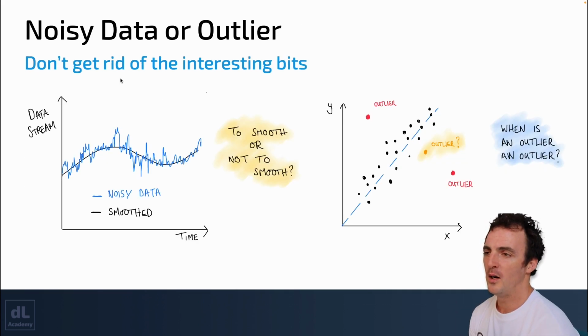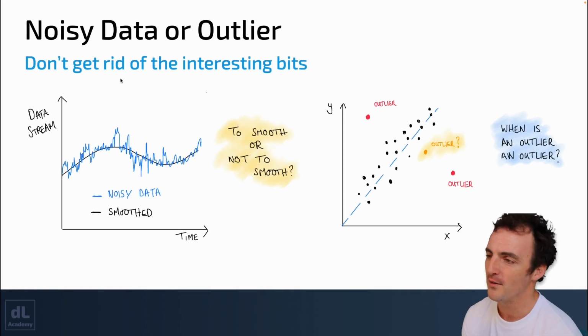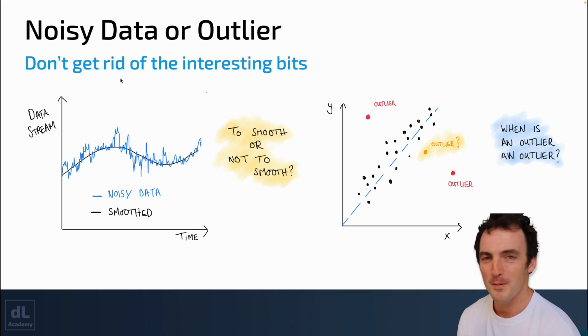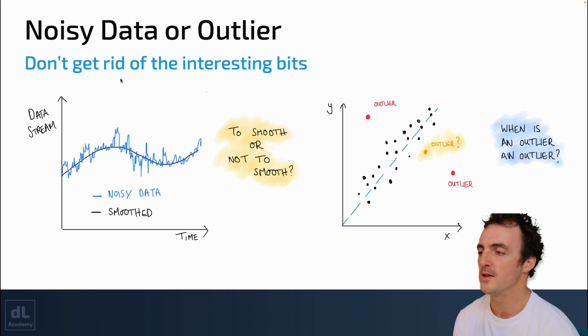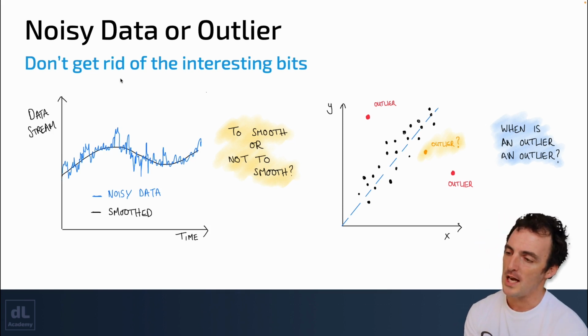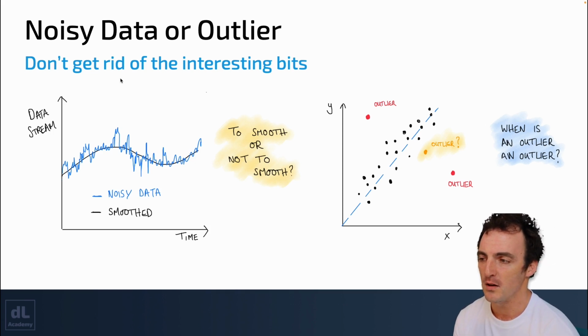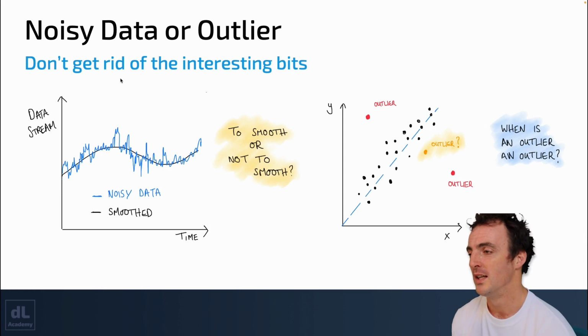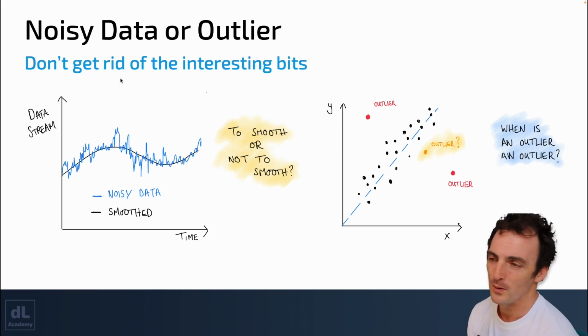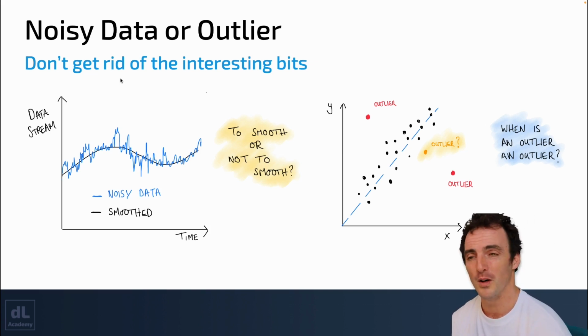Noisy data. So the strap line here is don't get rid of the interesting bits. And that can be a really hard question. To smooth or not to smooth. So on the graph on the left that I've just sketched, what you see is typical data that you might see in a sensor, for example. Sensors aren't perfect, they're noisy, they could be affected by, say, temperature, for example, that makes them noisy. They could be jiggled around on a bus, if they're attached to a bus, for example, and that changes the sensor readings. So it's not atypical. It's very common, actually, that data is not perfect.